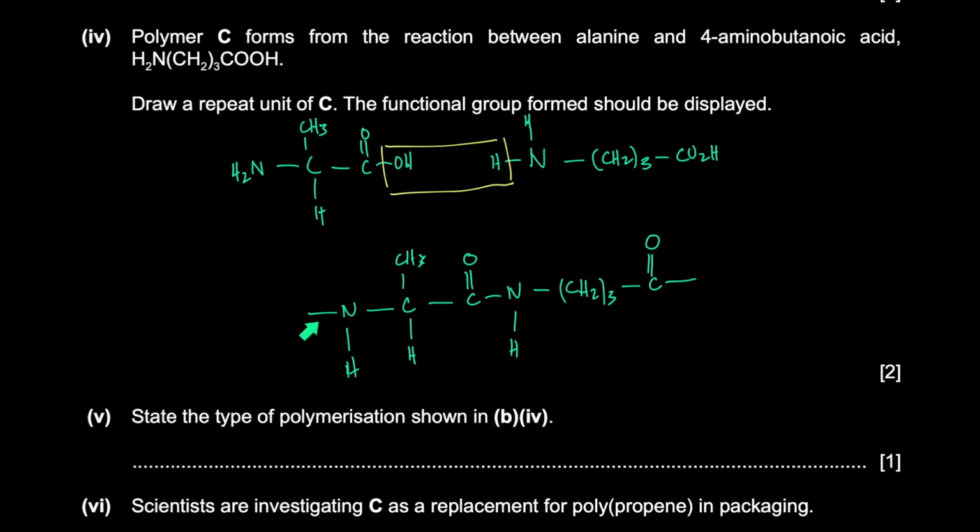You have a polyamide. You have two different monomers, right? So both of those monomers will be part of the repeat unit here. The type of polymerization here is condensation polymerization.